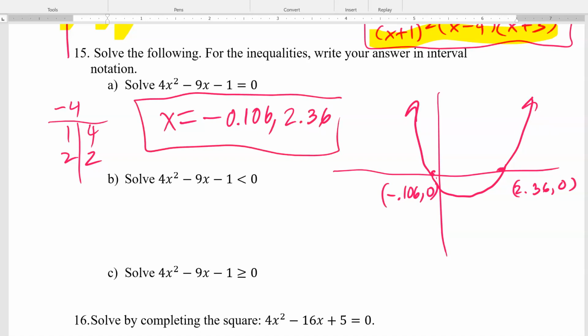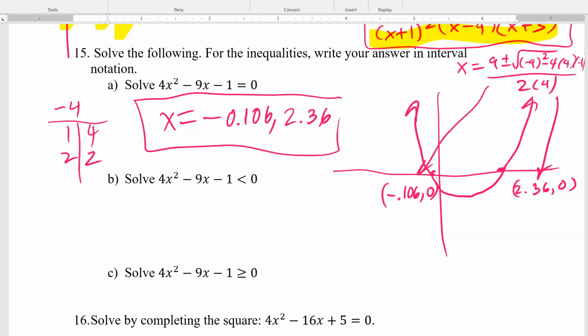Now, could I have run that through the entire quadratic formula, right? x is equal to negative b plus or minus the square root of b squared minus 4 times a times c, all divided by 2 times a? Sure. And I would have got these two numbers. Okay, so that's your choice.